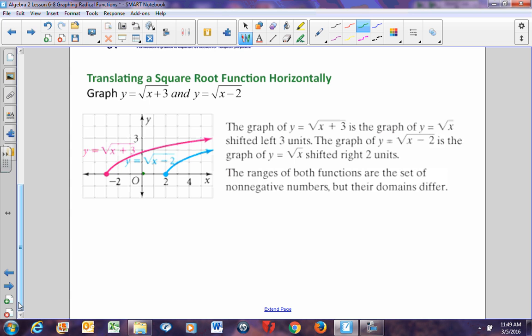The ranges of both functions are the set of non-negative numbers. However, their domains will differ. Because if you look at this, the domain means we can put in for this red graph right here, what can we put in for x? We can put in anything for x that is greater than or equal to 3. As soon as we get something that's smaller than 3, we're going to have the square root of a negative number, and you can't do that. It's a non-real number, but that's why you need to restrict the domain. And we talked about that in the last lesson.